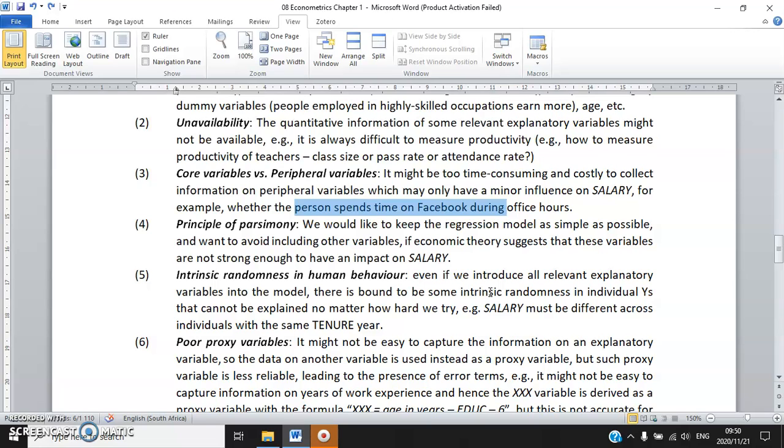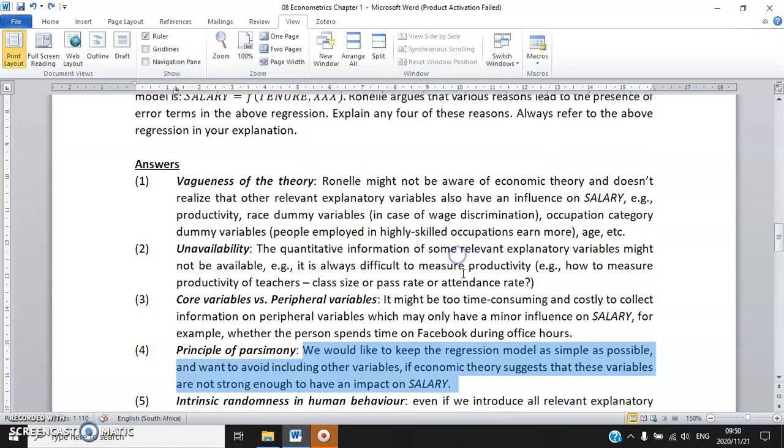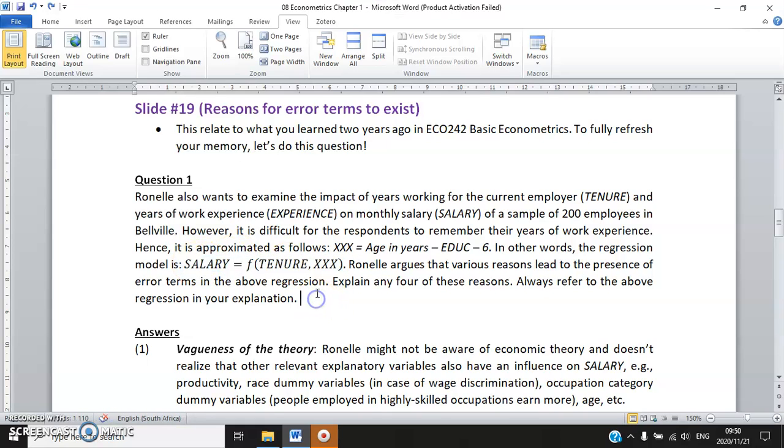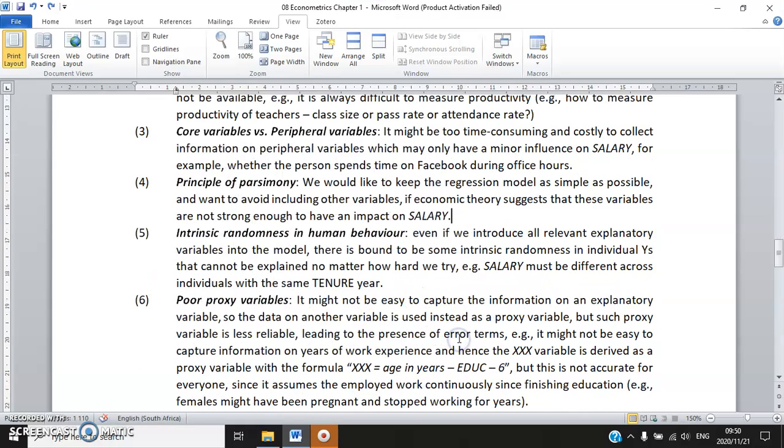And again, it is hard to capture and quantify data on time spent on Facebook, unless you install CCTV in the worker's office. Principle of parsimony: we want to keep the regression as simple as possible. Imagine I run a regression with a list of 20 explanatory variables. It is hard to read the regression equation already, not to say interpret the regression output. So in other words, we only want to include the strongest, let's say 4 or 5, core explanatory variables, so we can keep the regression model as simple as possible.